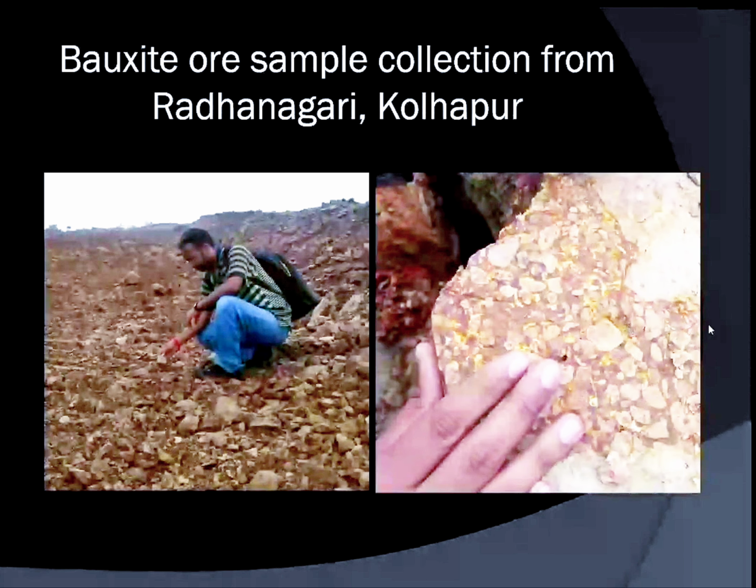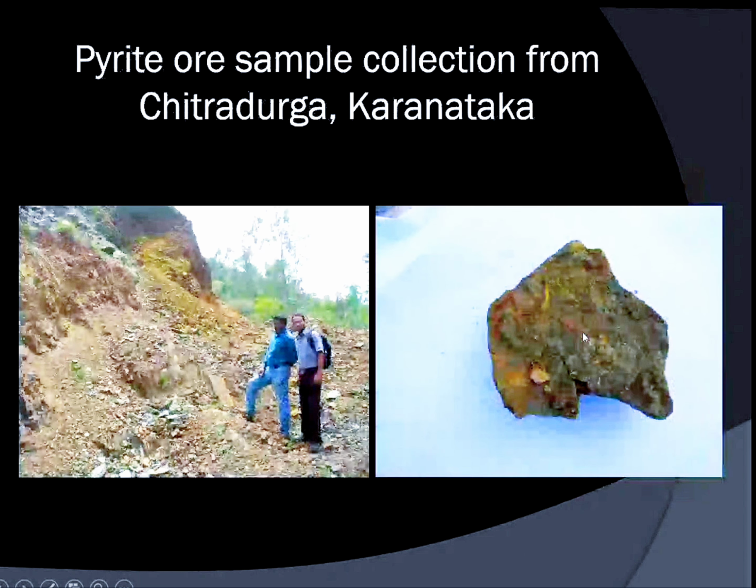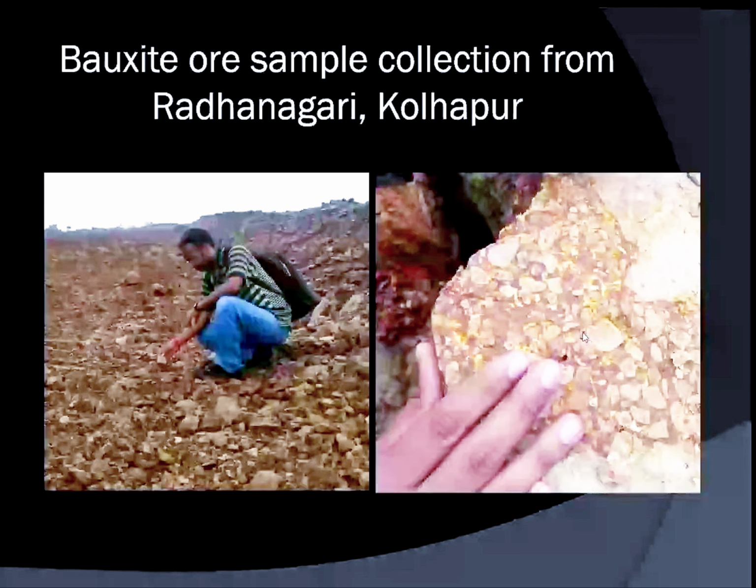Here you can see the ore samples which I have collected. This is a bauxite ore sample from Radhanagiri, Kolhapur. Now the important point is we have talked about bioremediation, and we have decided on the problem of e-waste. The approach was bioremediation, so we have to use biological entities. But where do we get the biological entities from?